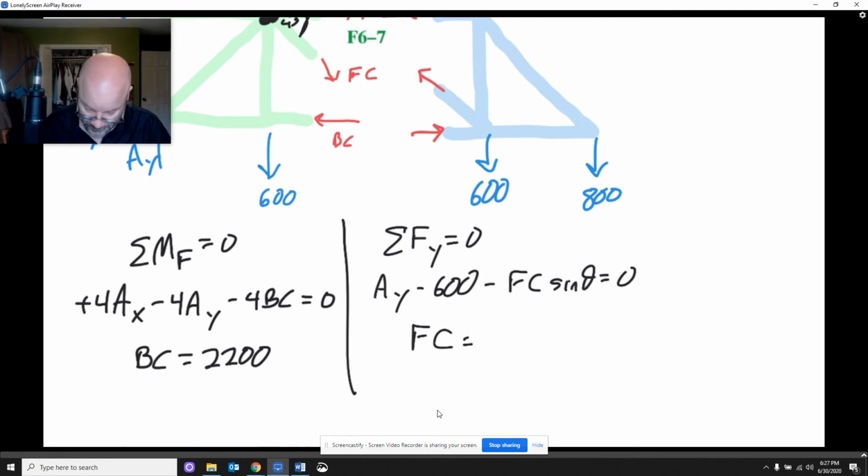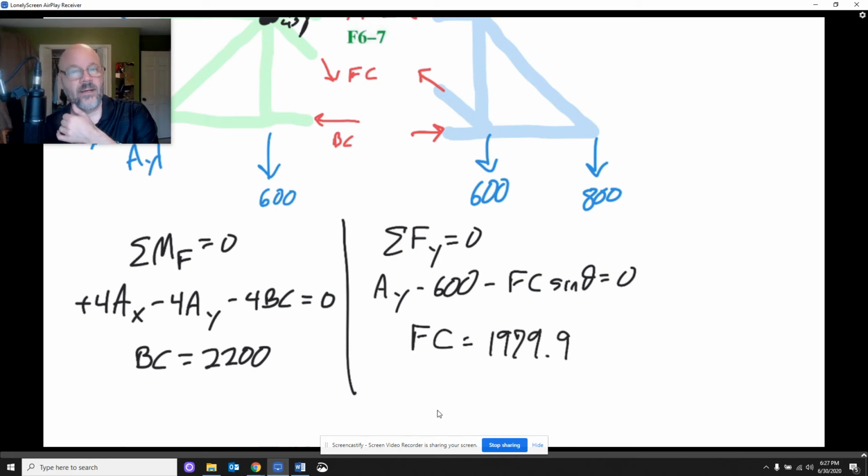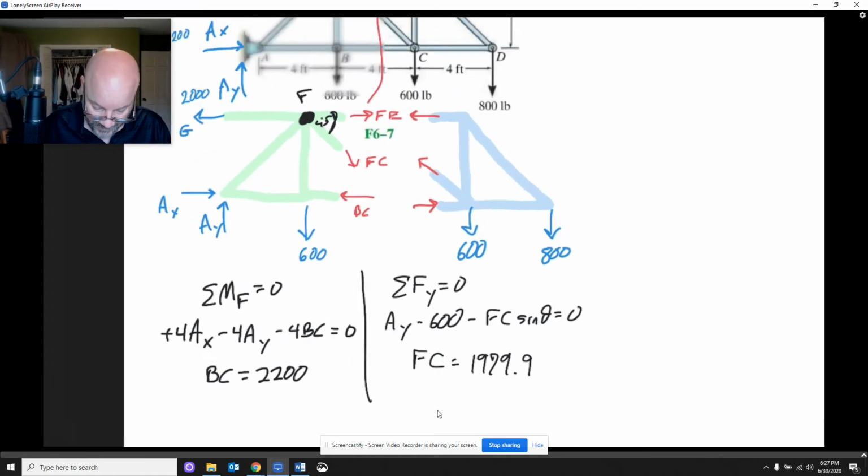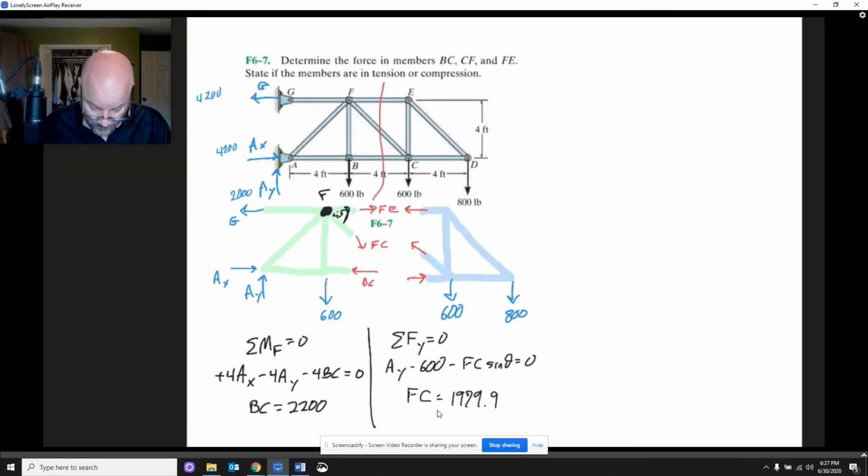All right. So I think I was about to write down what we get there for FC, and FC is 1979.9, which your book is going to round up probably to 1980 or something like that. All right, now we just have to get one more. So far, we've got FC and we've got BC. We just need to get FE.